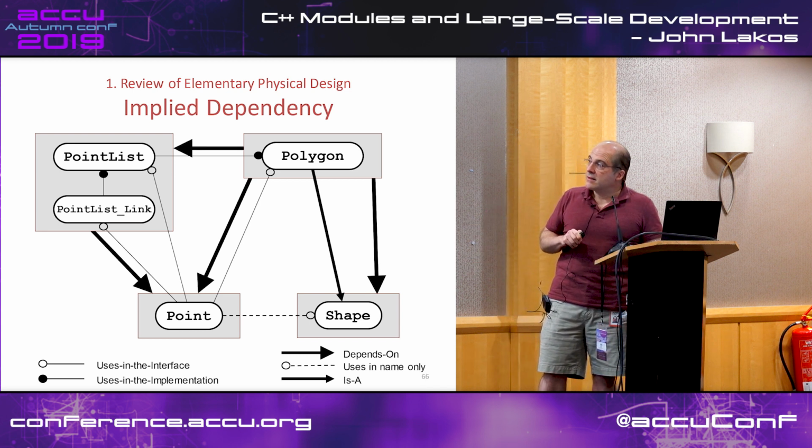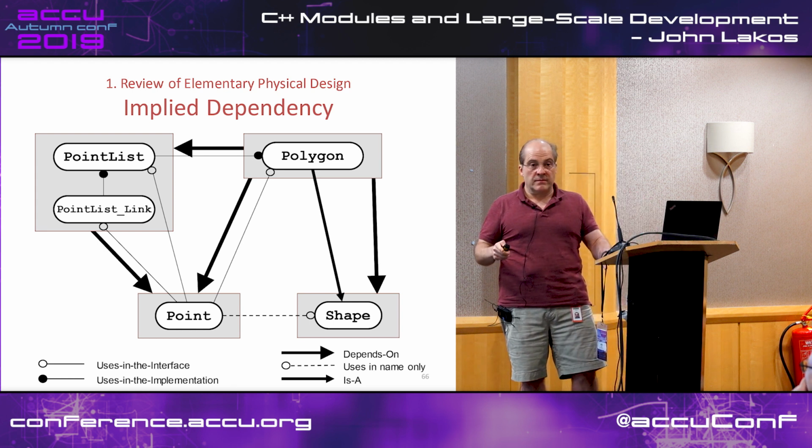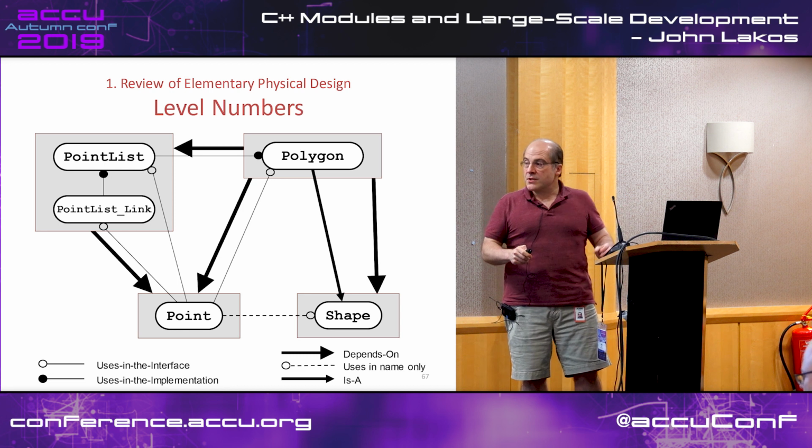And then finally, a polygon depends on the point list component because uses in the implementation, certainly, somehow, you're going to have to know what that is. So we can infer all of these without knowing the specific code that caused them. So this is an abstraction. Next level of abstraction, level numbers.